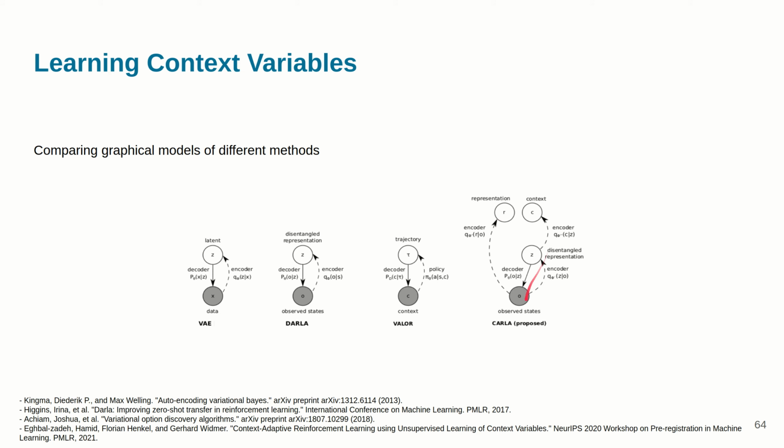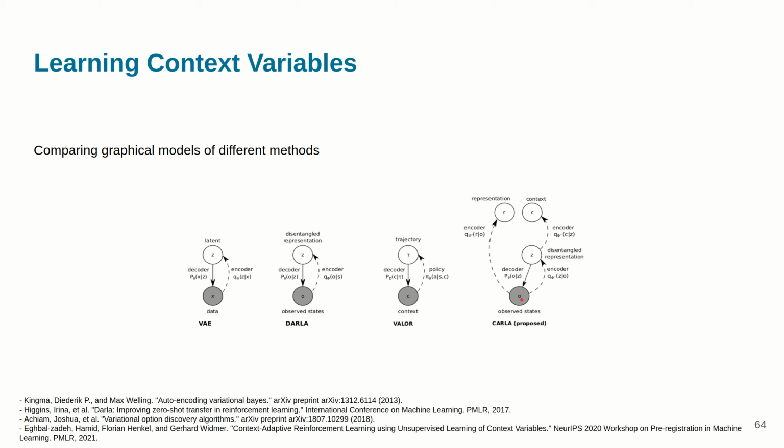Having a closer look, comparing the CARLA agent with some of the methods that were discussed before, we can look at the graphical model. First, this is the graphical model of a VAE, where the gray circles show observed variables, and the white circles represent the latent variables. We can see CARLA and VAE have a very similar graphical model, while the variational option discovery algorithm has a different graphical model where the unobserved latent variable is the trajectory, and the observed variable is the context.